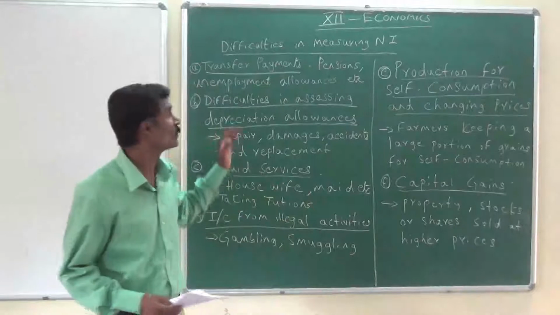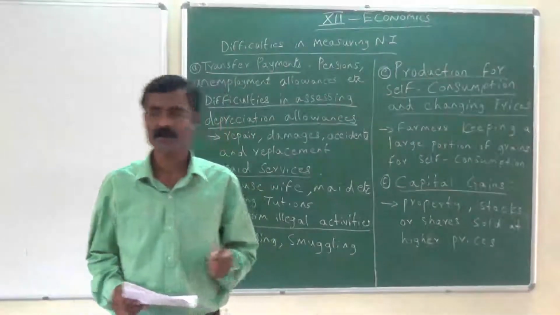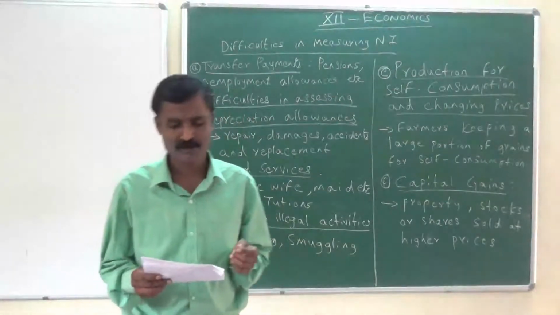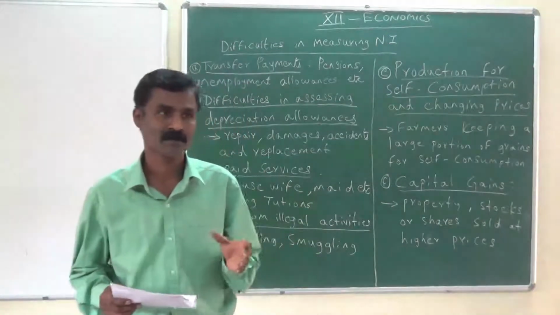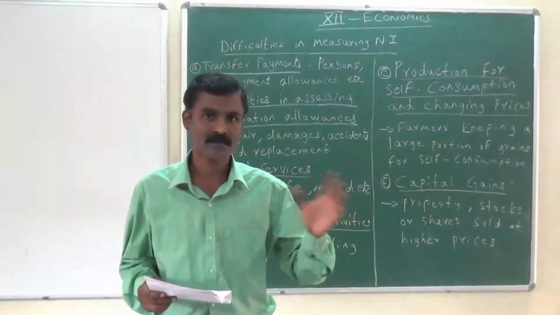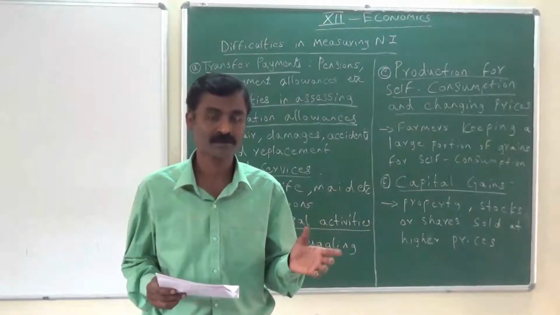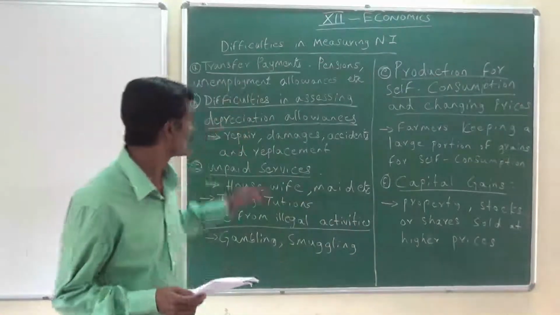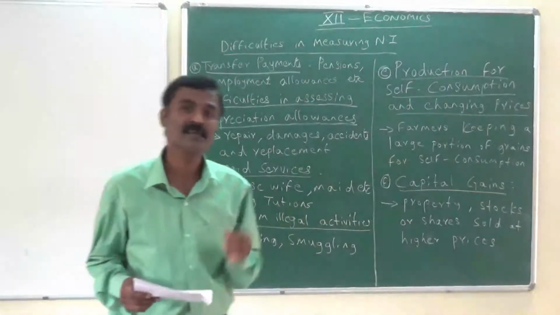This class we will see what the difficulties are in measuring national income. In India there exists a large number of non-organized and non-monetized sectors of barter system. You know what a barter system is? A barter system is nothing but exchange of goods for goods instead of money. Some of the points here show the difficulties in measuring national income.